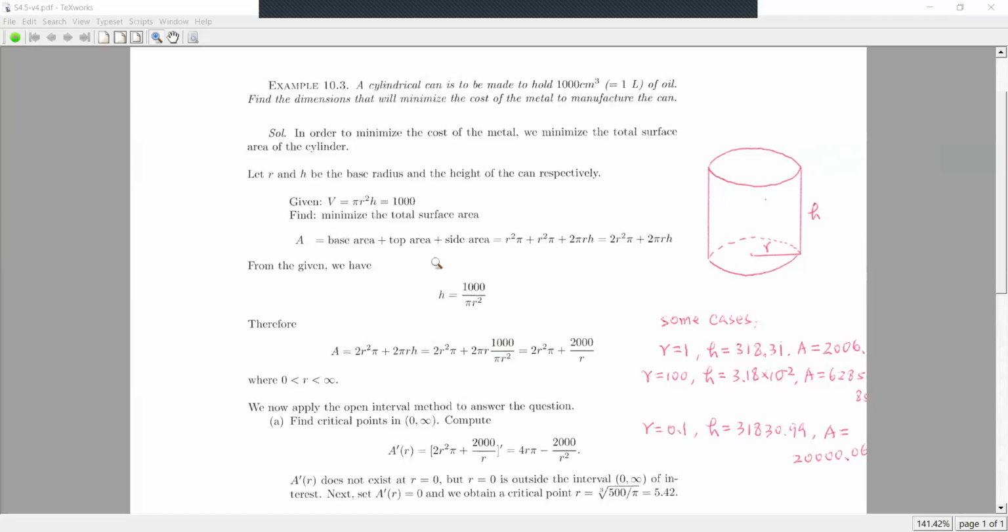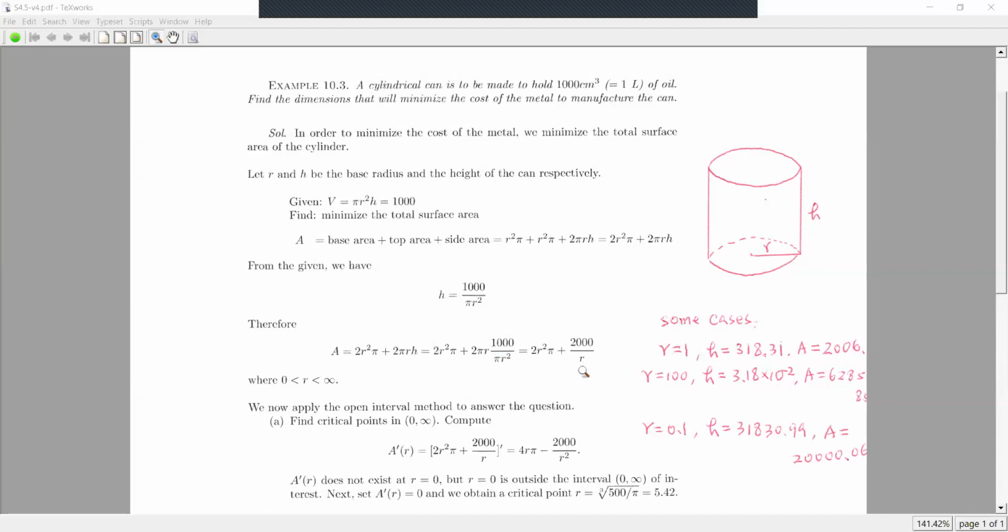Total surface area depends on r and h, but we can use the given to eliminate one variable. Say, for example, from the given, I can solve for h to get this equation. Plugging this in for h, then h is gone. So total area is this. Then eliminate h, then we get this. Then cancel pi, cancel one r, then we get this.